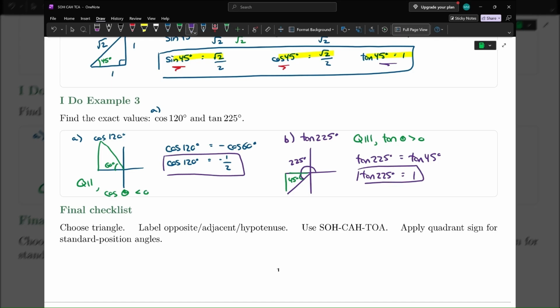This is the core of the unit circle, and this shows the symmetry and the relationships between the three ratios, sine, cos, and tan. Final checklist there you can see at the bottom. If you were making these by hand without the unit circle, choose your triangle. Which triangle do you want? 30, 60, 90 or 45, 45, 90. Label the opposite, adjacent, hypotenuse. Use your right angle trig, SOHCAHTOA, and then apply the quadrant signs and reference angles for standard position angles. And that's it. Thanks for watching.